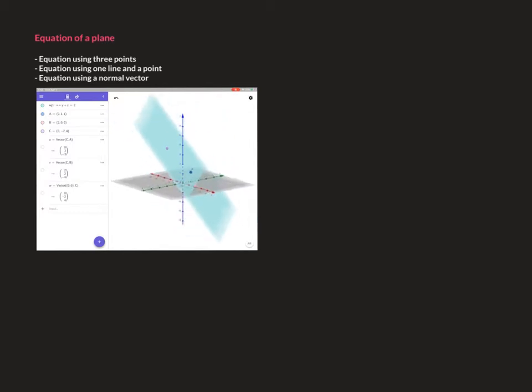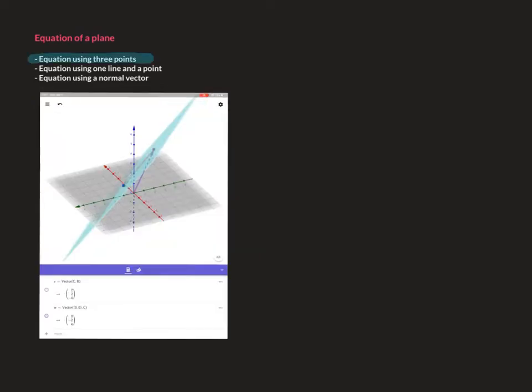There are different ways in which we are going to be able to define the plane. So first we're going to talk about how do we find the equation of the plane with 3 points. Then what if we have one line and one given point? And then what if we have a vector that is normal or perpendicular to the plane? And some more information. So first, let's look at the equation using 3 points.